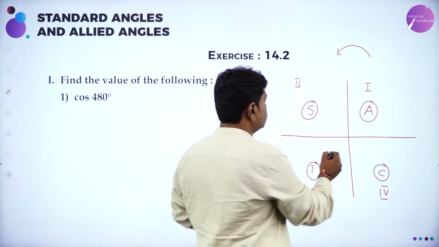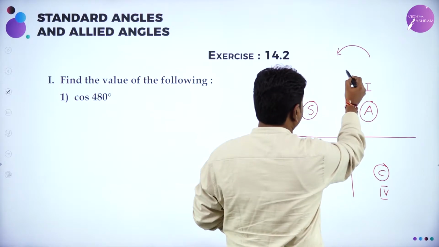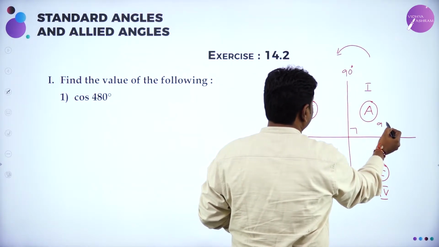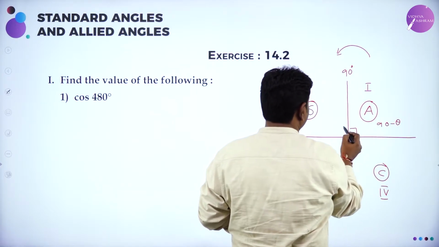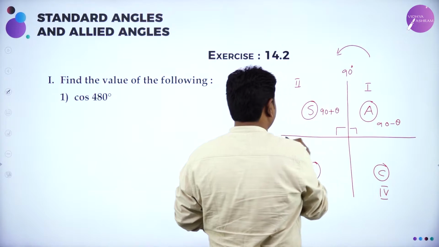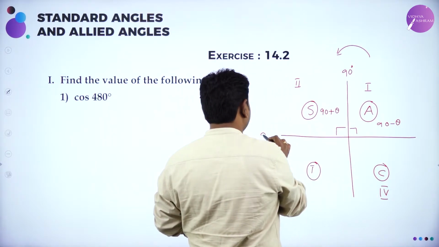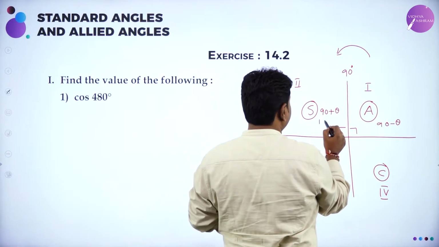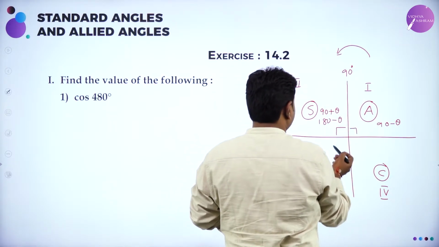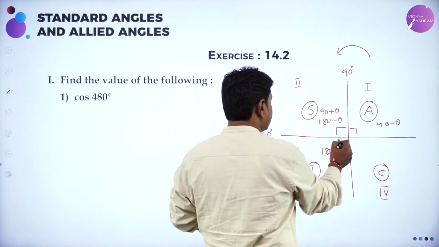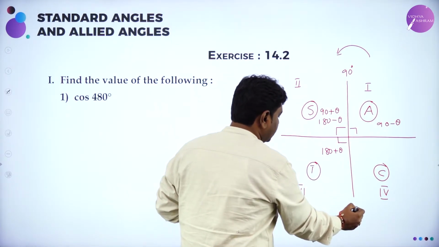And first means before 90. See, these two are perpendicular lines. So before 90, we say 90 minus theta. And this is after 90, so this is 90 plus theta. And 90 and another 90, if you add, it will become 180. This line is 180 degrees. Before 180, we say 180 minus theta. And after 180, we say 180 plus theta in the third quadrant. And for this 180, if you add another 90, it will become 270.